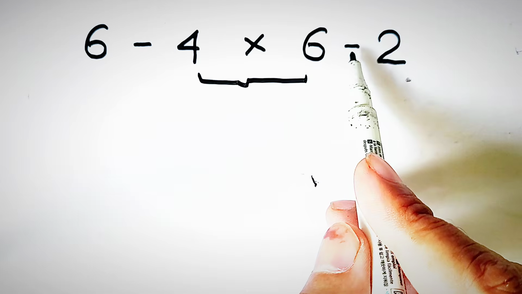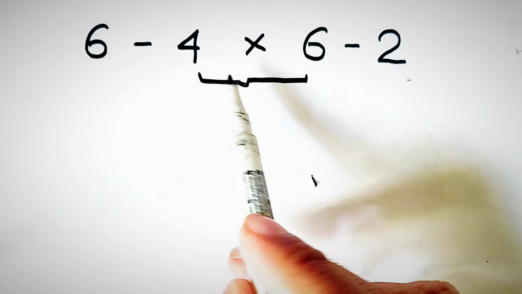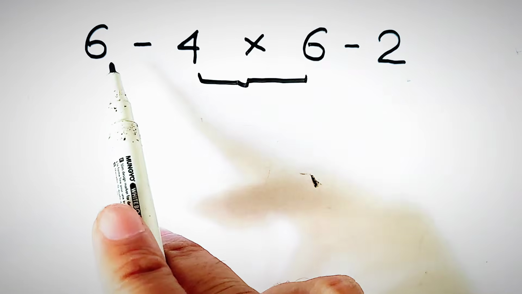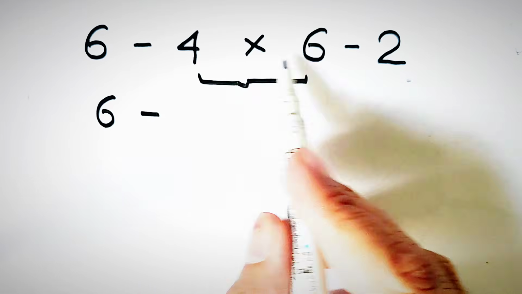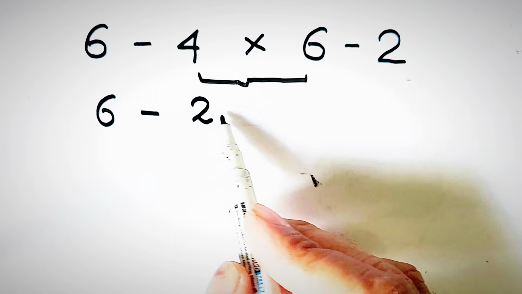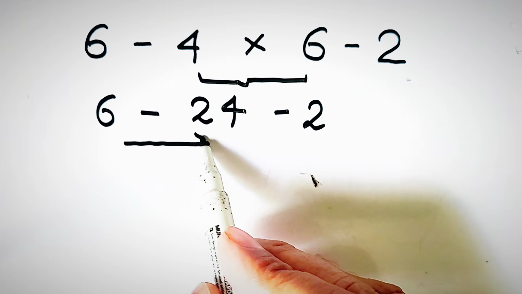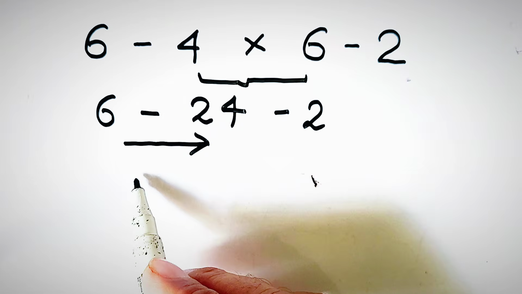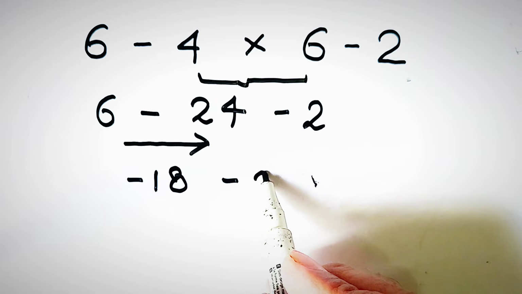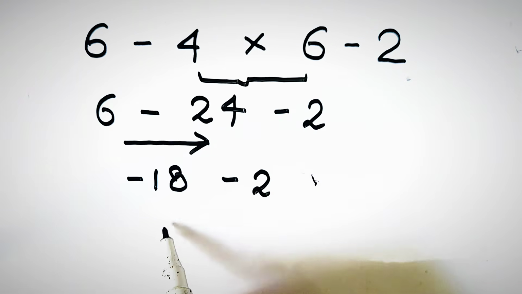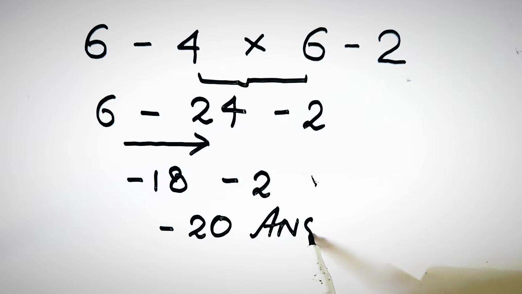Don't solve this subtraction earlier than this subtraction because we have to move from left to right. But remember that multiplication is earlier than both subtractions. So we will get 6 minus 4 times 6, we will get 24 minus 2. By moving from left to right, we have 6 minus 24, which will become minus 18 minus 2. Now it will be our final step and we will get minus 20. That will be our answer.